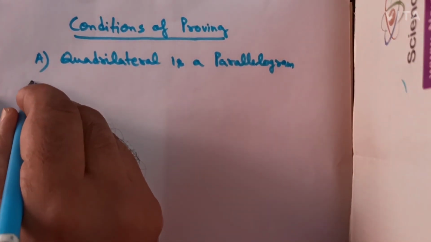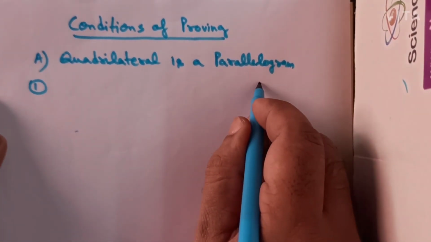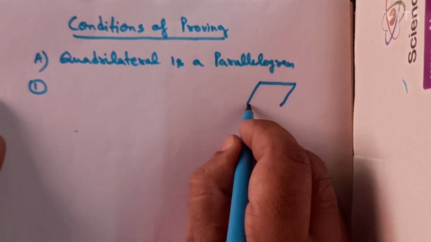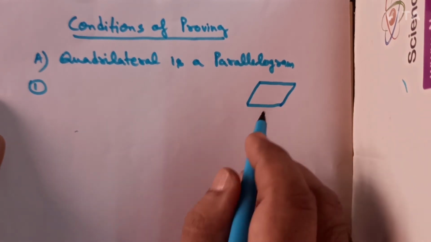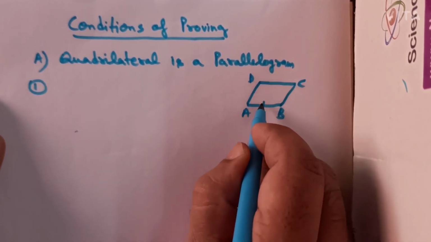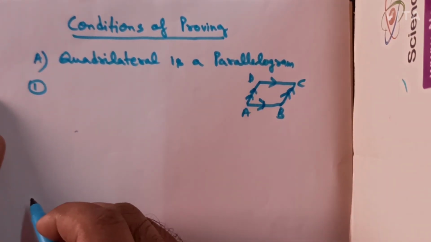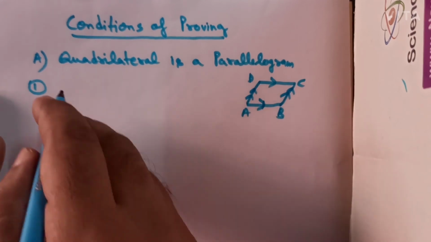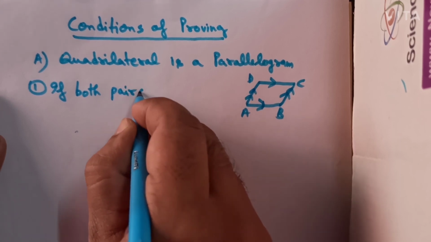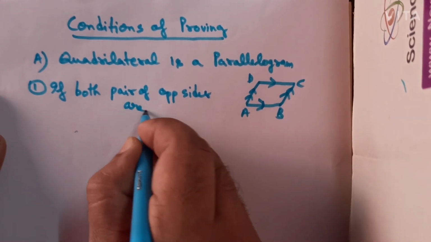First point: say we have a quadrilateral, and we don't know whether it is a parallelogram or not. If we know that both pairs of opposite sides are parallel to each other, then it is a parallelogram. So a quadrilateral is a parallelogram if both pairs of opposite sides are parallel.